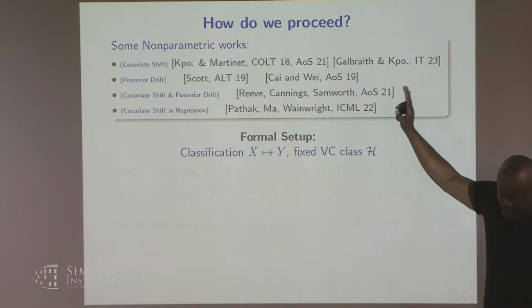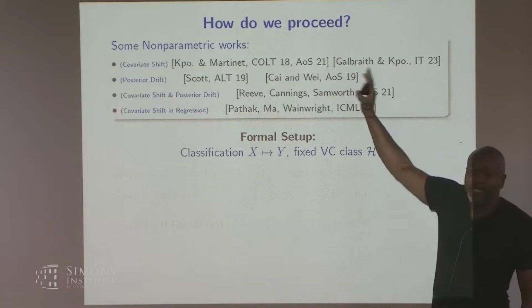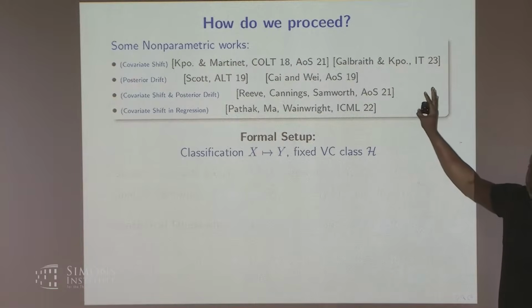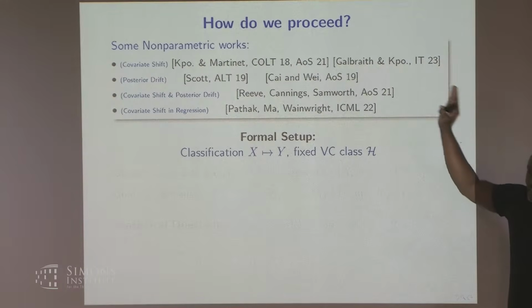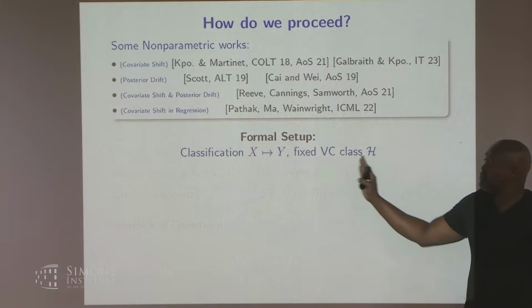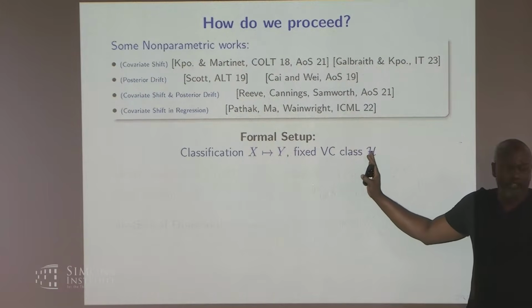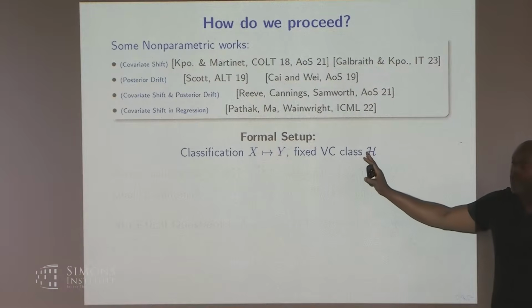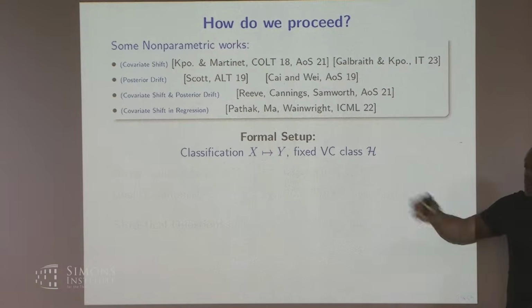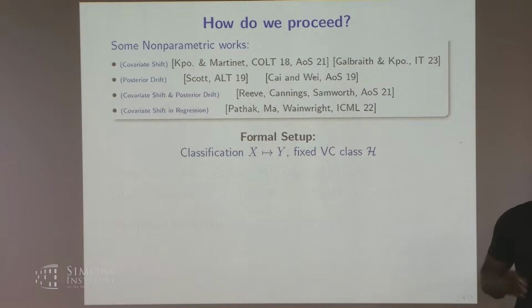I just wanted to say something I'm not going to talk about much. There is tons of work in the non-parametric setting on transfer learning. However, we don't have time to get into the various works in the non-parametric setting. We'll mostly just focus on the case of fixed VC dimension for classification. If we're in regression, the parametric setting, maybe linear regression and such things. So that's all we're going to try to talk about.